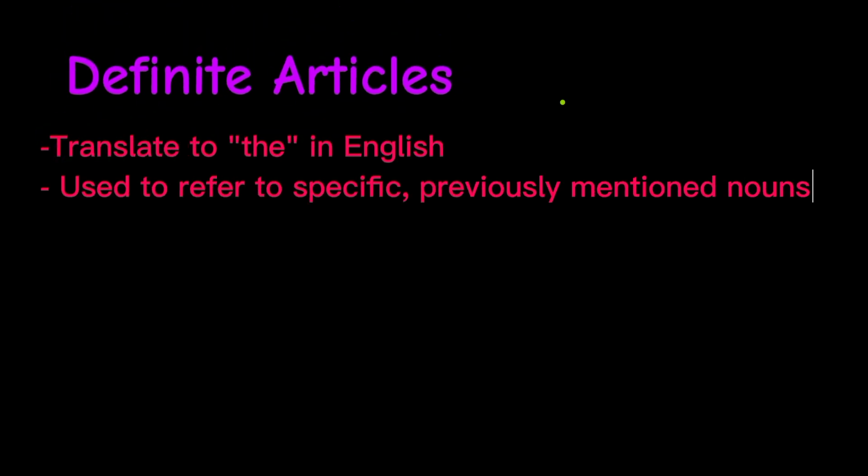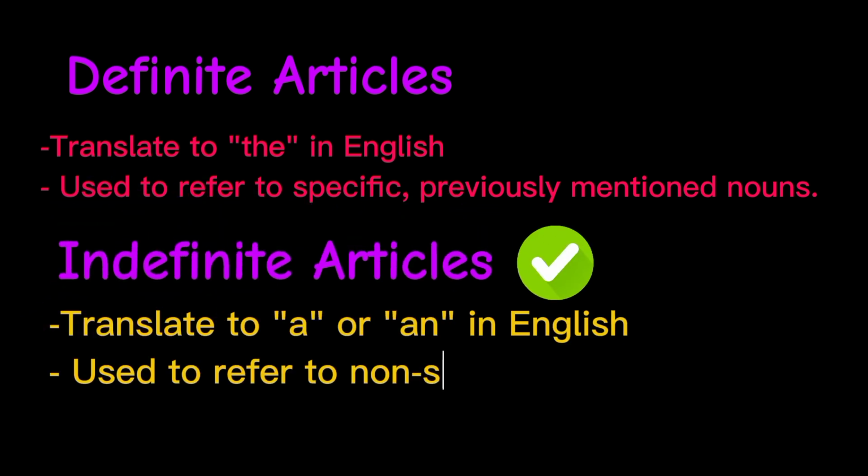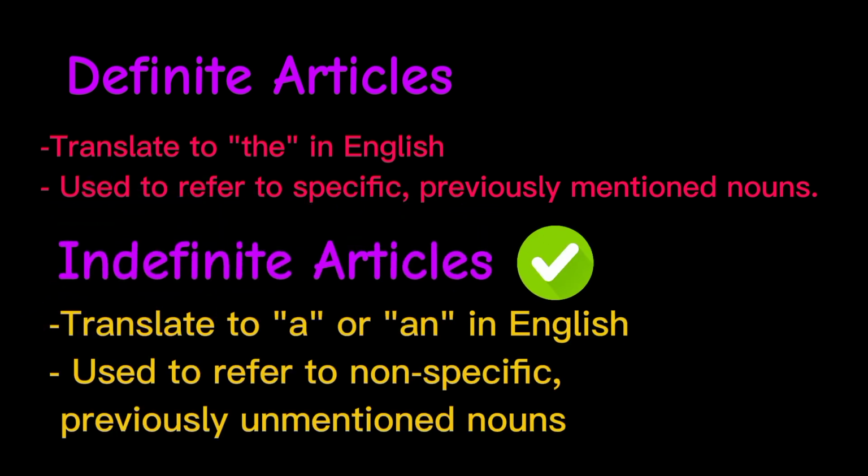So definite articles are those that are translated to the in English. Just like English, they are used in the German language to show something specific or previously mentioned nouns. On the other hand, we have indefinite articles which can be translated into a or an in English. And just like the English language, they are used to refer to non-specific or previously unmentioned nouns.